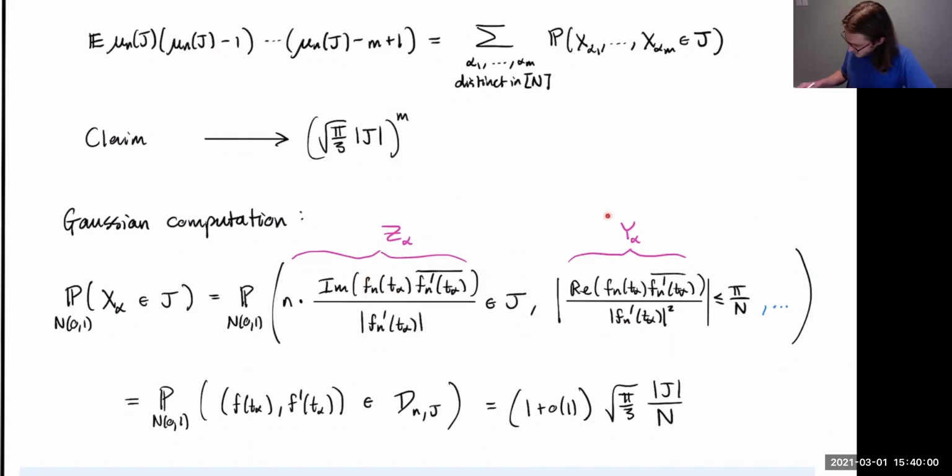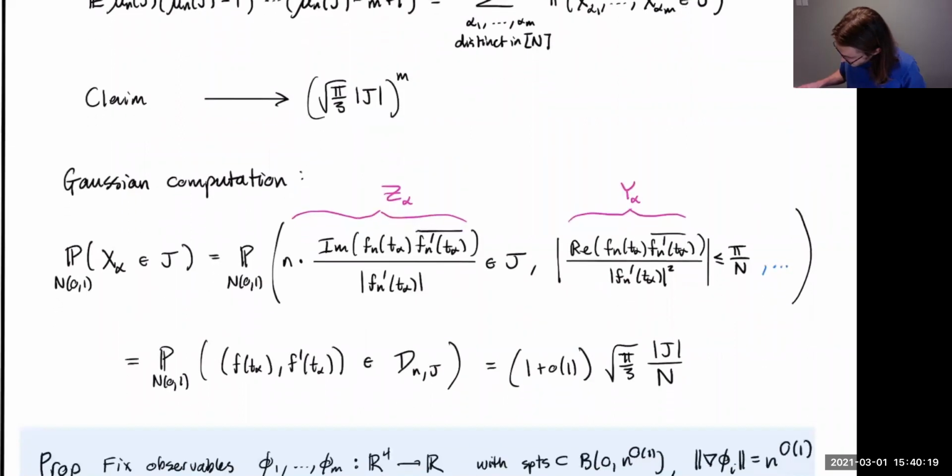So we have this sort of event, and it's just an event of this form. So here we're looking under the Gaussian measure. It's just the probability that the polynomial and its derivative lie in some domain. Let's just call the set where these inequalities are satisfied the domain that depends on n and j. So this is a compact domain with piecewise smooth boundary.